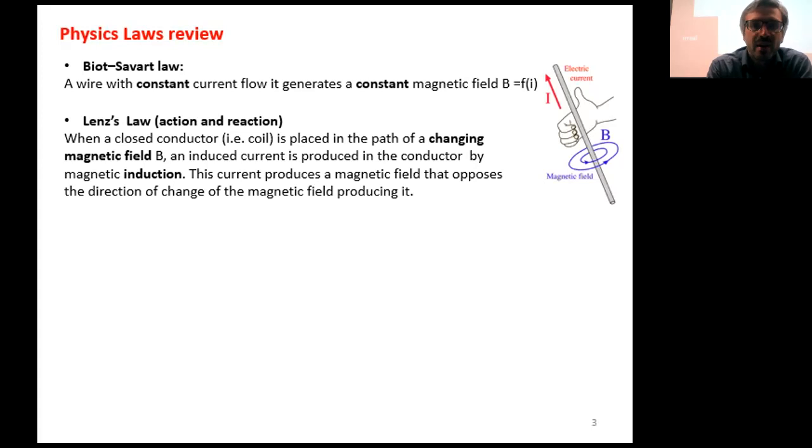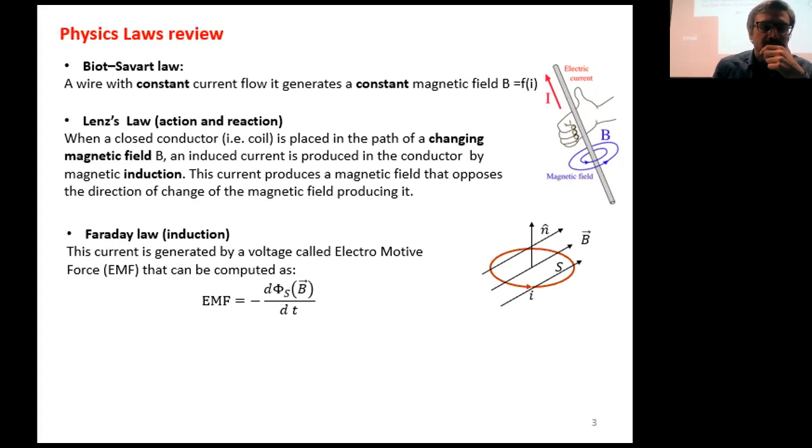Then we have the Lenz law, which is also called the principle of action and reaction in electromagnetism, and tells us that when a closed conductor like a coil, for example, is placed in the middle of a changing magnetic field, then an induced current is produced in the coil by magnetic induction. And this current produces on its behalf a magnetic field that opposes the direction of change of the magnetic field that produced it. So if you have an increasing field in the coil, then the coil will generate a current to create a field that opposes the increasing one. And the value of this current can be obtained.